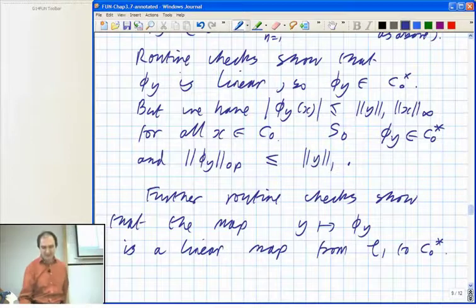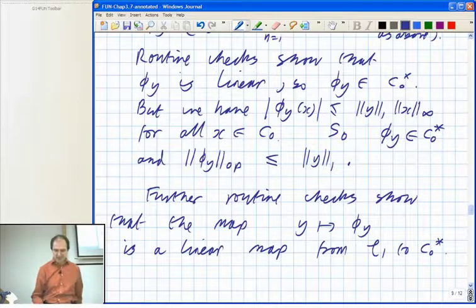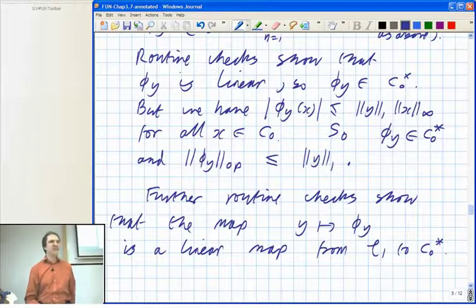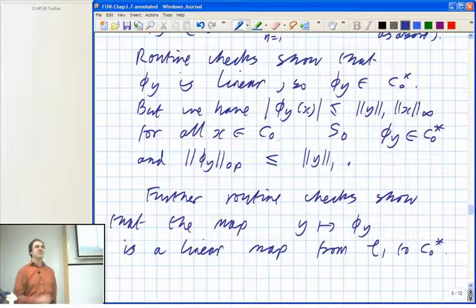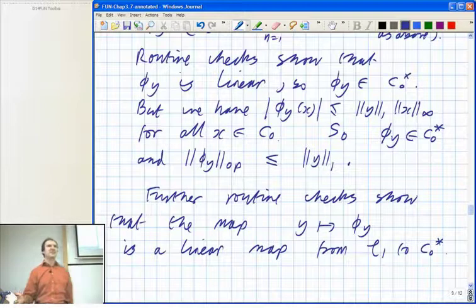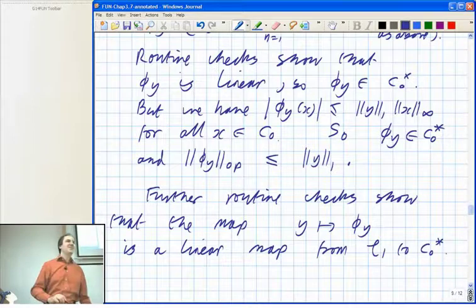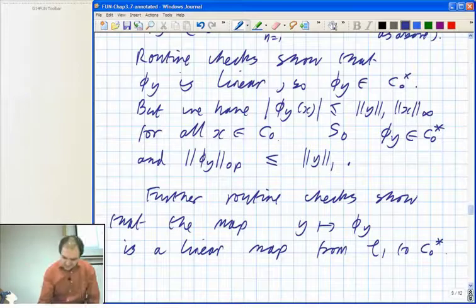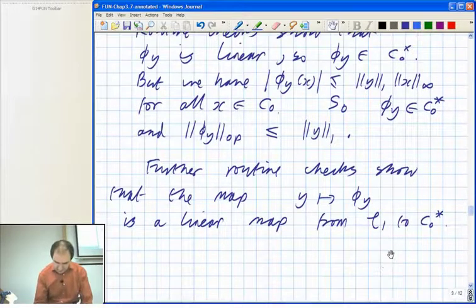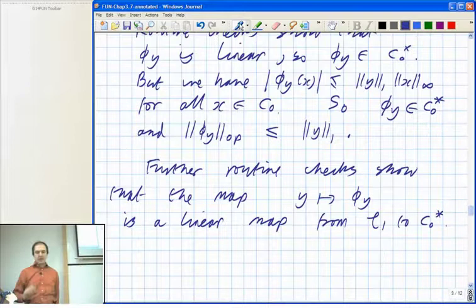Phi y had domain C0, and this map has got domain little L1. So different domains, they're different maps. But it's still a routine check to check linearity, and it's almost identical to the previous check. It's just about rearranging infinite series of a sum of two things and things like that. So let's take that as read.